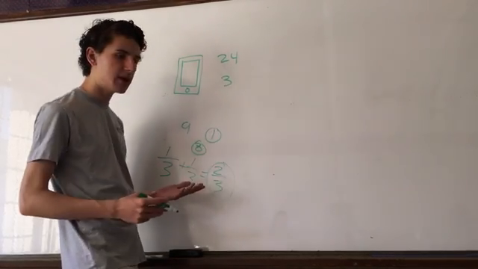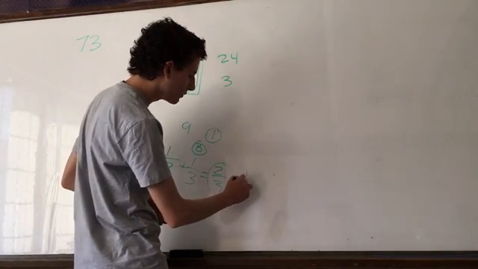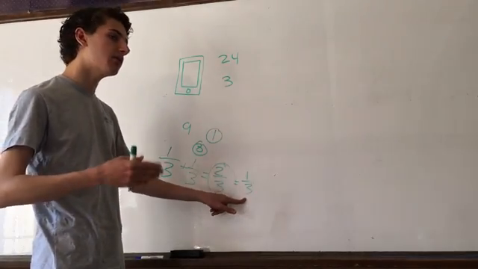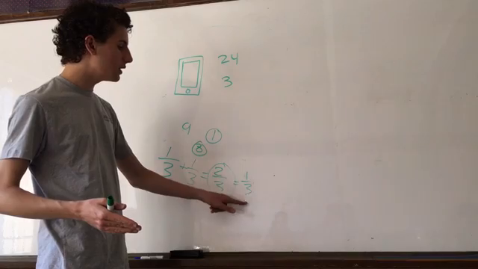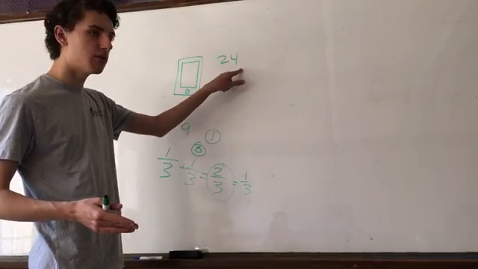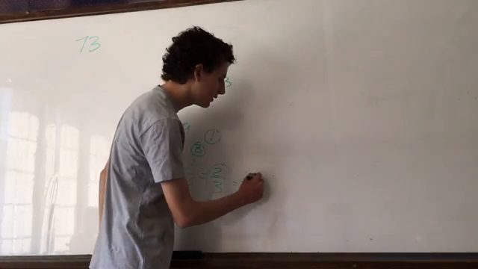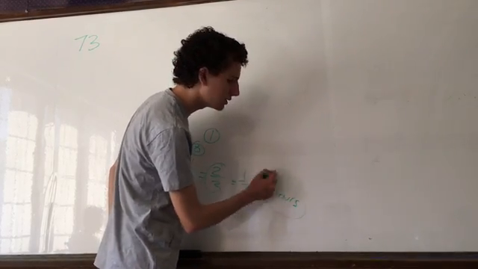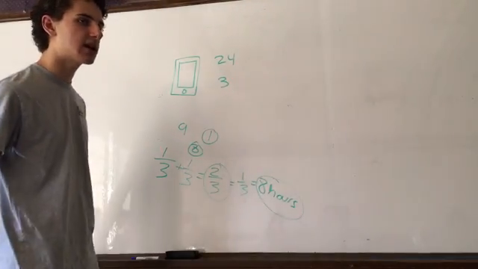So since 2/3 of the battery was depleted, we have only about 1/3 remaining. So we have 1/3 remaining. We want to know how long it would be able to last in standby mode. So 1/3 times 24 is 8. So it would last 8 hours if we just were to leave it in standby mode, which seems like kind of a waste.